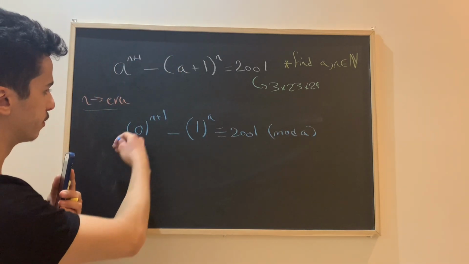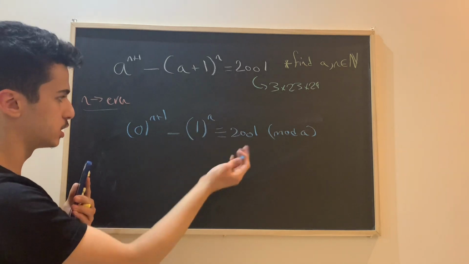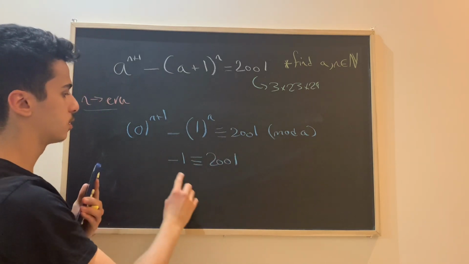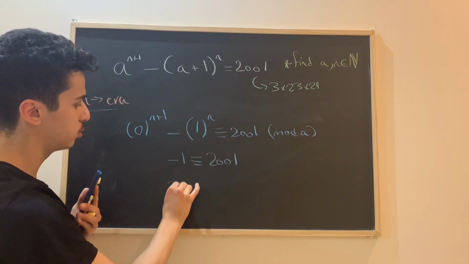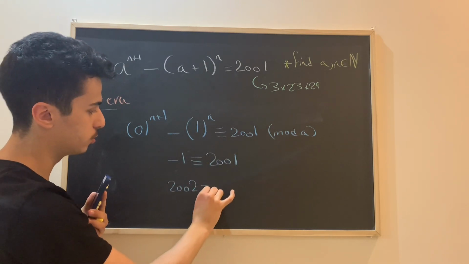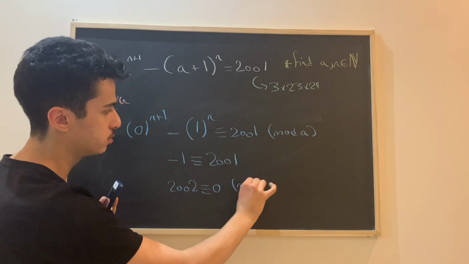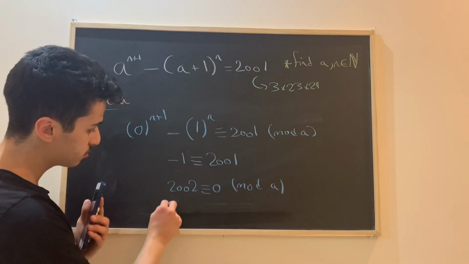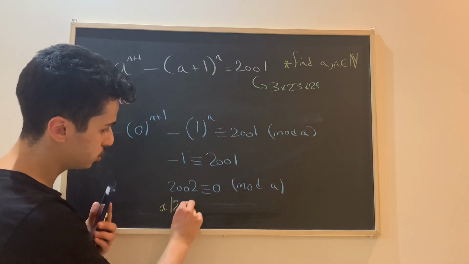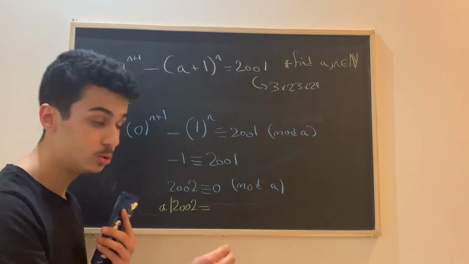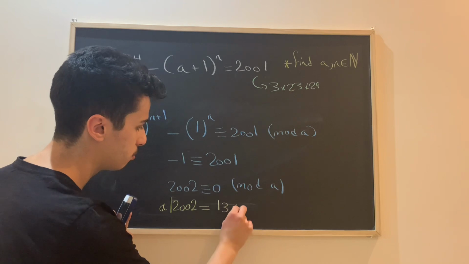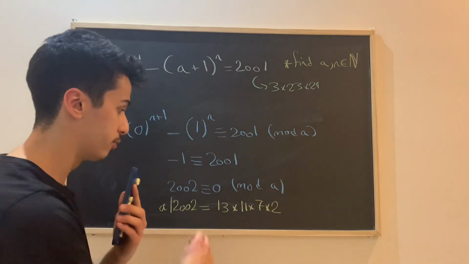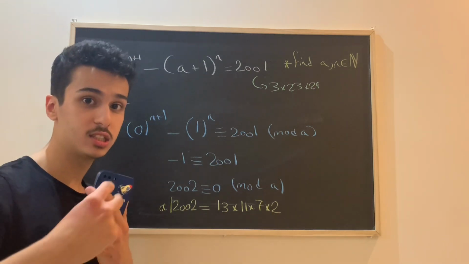Now, of course, we can forget about this, and 1 to the n is just 1, so negative 1 is congruent to 2001, and moving this around, we get 2002 is congruent to 0 modulus a. Now, why is this helpful? Well, this means that a divides 2002, and since 2002 is 13 times 11 times 7 times 2, a has to be one of those. And now we have a finite set to choose from.